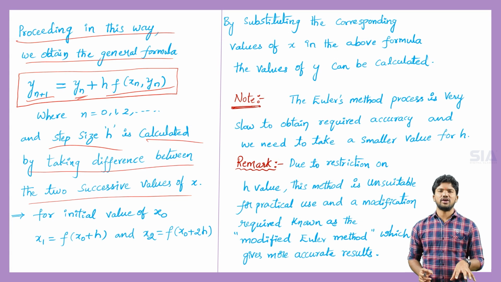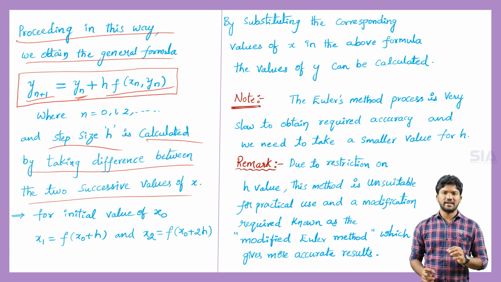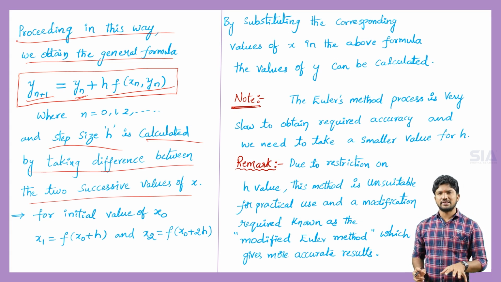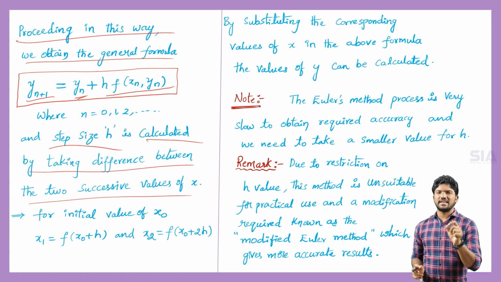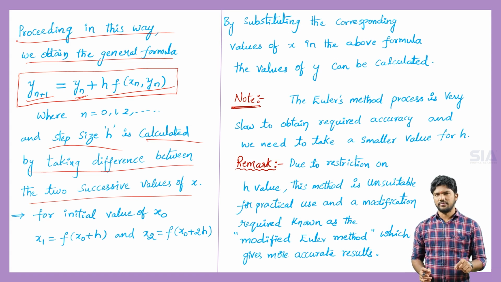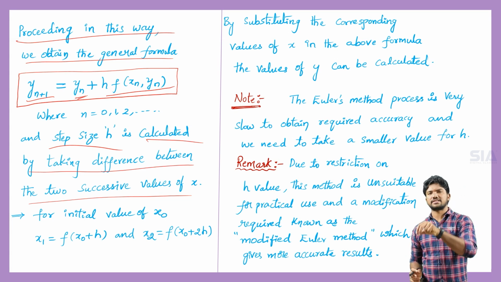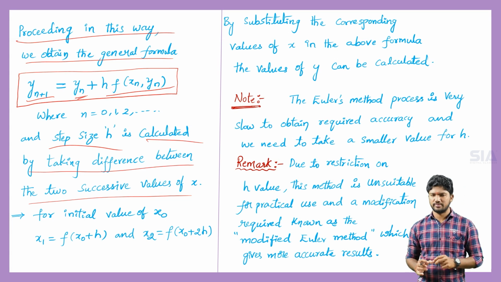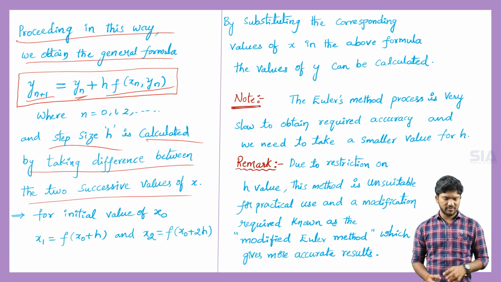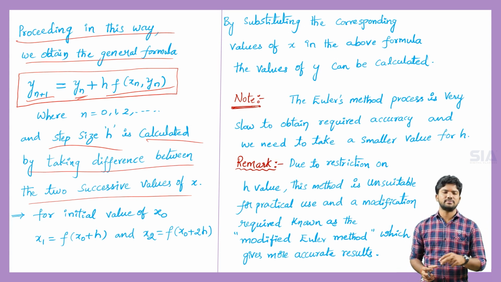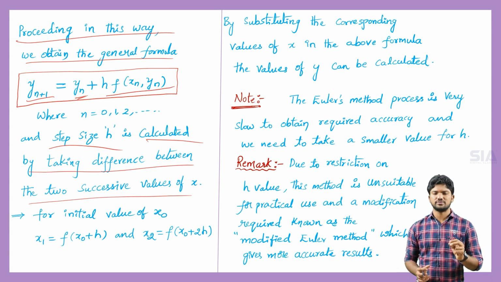Here we can calculate the step size small h. Why? Because in Euler's method small h plays the key role. Okay, so that is the drawback of this method only. Small h plays the key role and small h is the drawback of this method. So that's why we are discussing the modification of Euler's method. Here the small h value is calculated by taking the difference between two successive values of small x.